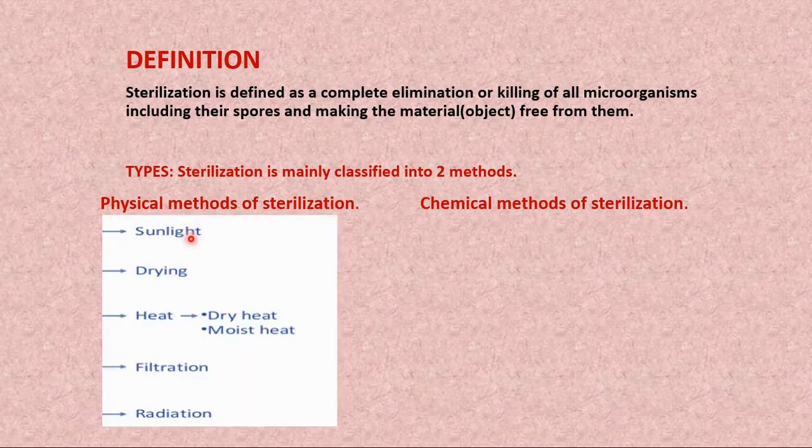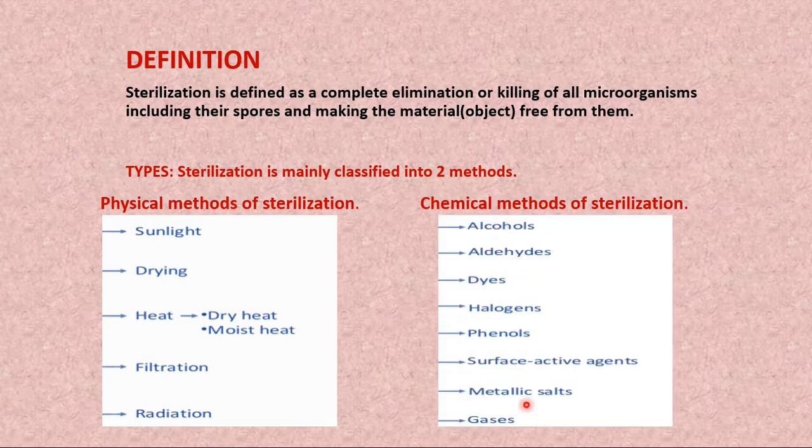Coming to the physical methods, that is sunlight, drying, heat, two types of heat, dry heat and moist heat, filtration, and radiation. These have all been discussed in parts 1, 2, 3, and 4. In this part, we are going to discuss chemical methods of sterilization. These are all the chemicals that we are going to use in the methods of sterilization and to disinfect the objects or the materials. These are called chemical agents.